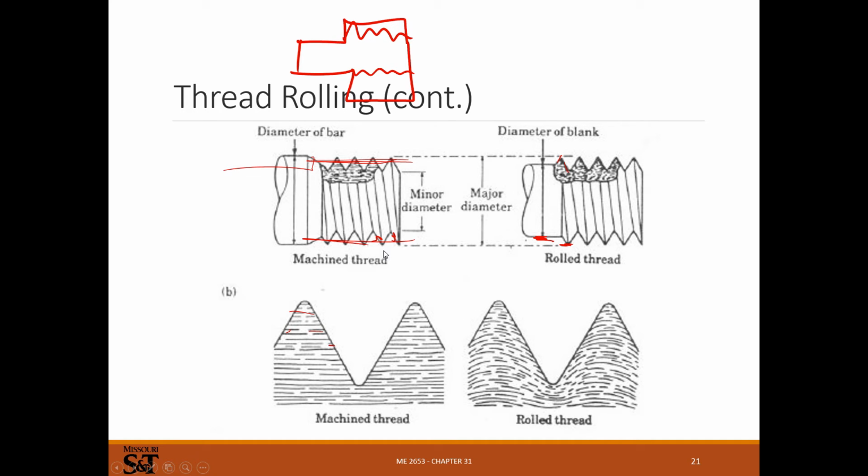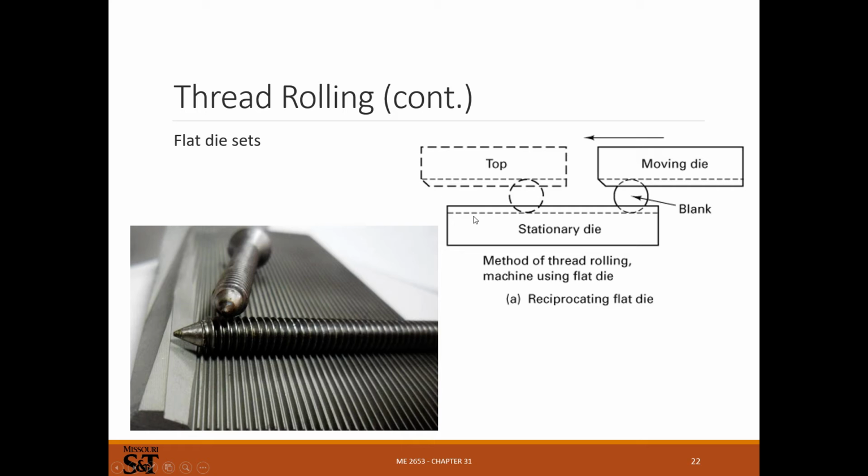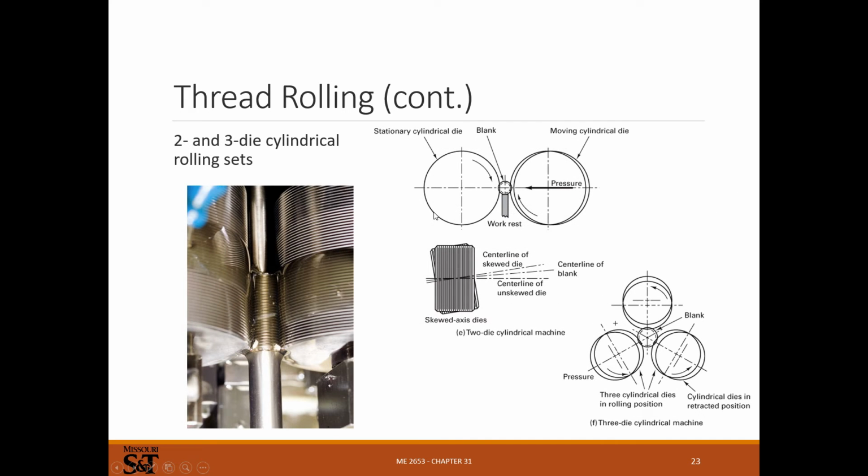It's more the loosening and then retightening cycles. There's flat die sets where you've got a stationary die and a moving die, and you put the part in there and it mushes the threads into it. Obviously you need a very rigid machine for this, and these dies are going to be very expensive. Centerless here, obviously this is going to be very expensive. These dies and the machine itself are going to be expensive.